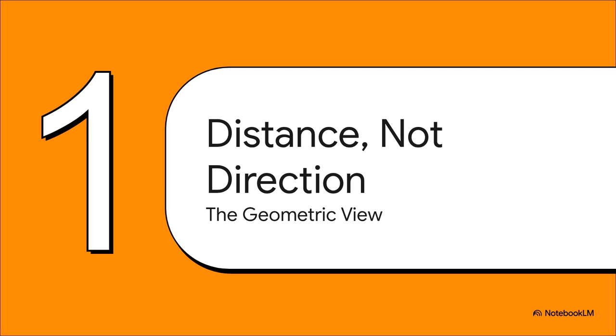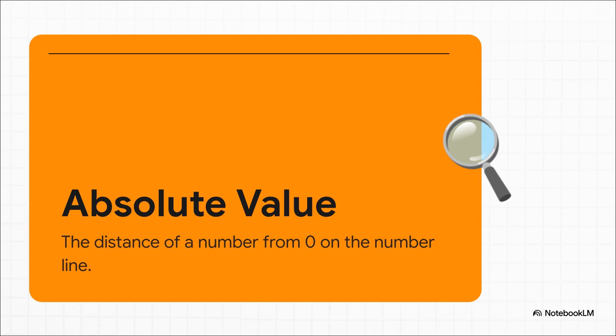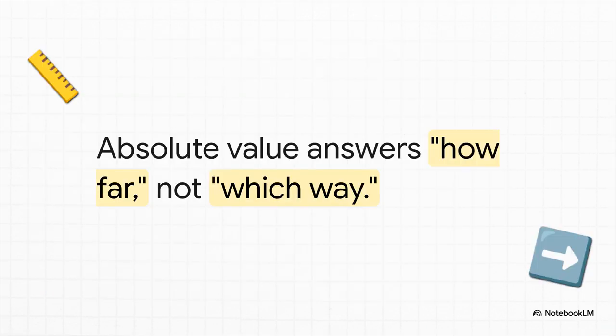Here's the first big mind shift you need to make. The most important thing is to stop thinking about plus or minus signs and start thinking about distance. And that's it. That's the key. Geometrically, the absolute value is just a measurement. It tells you how many steps, how many units a number is away from zero. It doesn't care if you went left or right to get there. Exactly. It's all about how far, not which way.